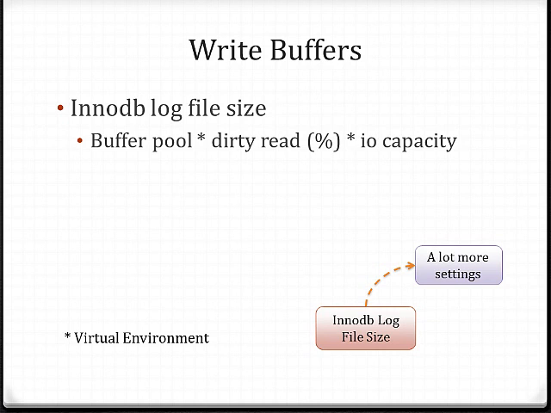So basically, there's some kind of calculation with the buffer pool times dirty read times IO capacity: how quickly it writes to the hard disk and how much the hard disk can be written to. And this InnoDB log file size, you can increase it, and it will prevent the spikes when you have to wait for it to be written to the hard disk.